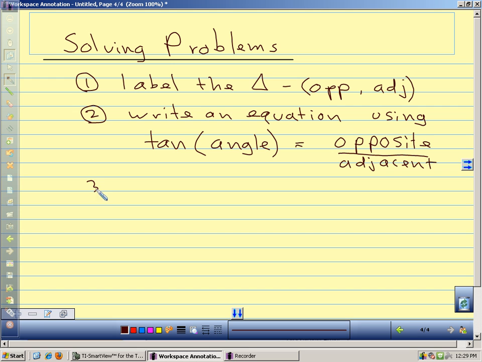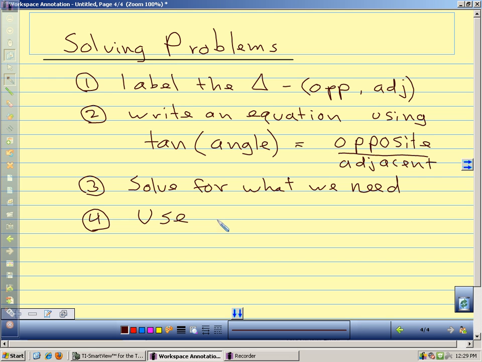Our third step is going to be solve for the part that we need. So we'll have an equation. We've solved for the part we need. We've done that a lot this year. And the fourth step is at the end, we're going to plug numbers into our calculator. So if you follow these steps, when we use our tangent ratios, your problem should come out right every time.